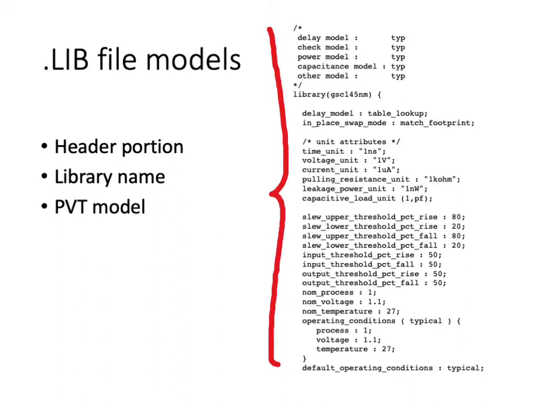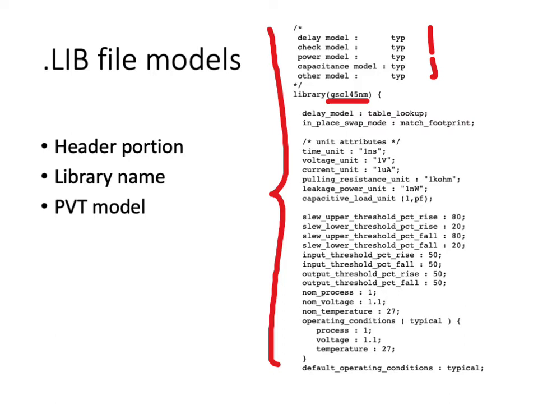And as you can see from the header part, we are actually using the typical delay, power, capacitance model. The name of this library, which is the name of this process, is GSCL 45 nanometer. So this is a 45 nanometer process from a particular fab. You can inspect this file, which has been provided to you.